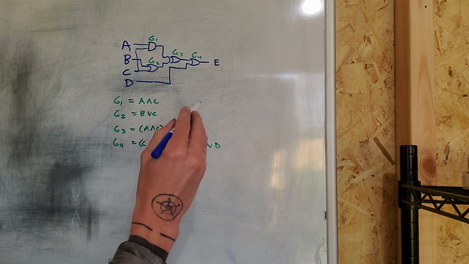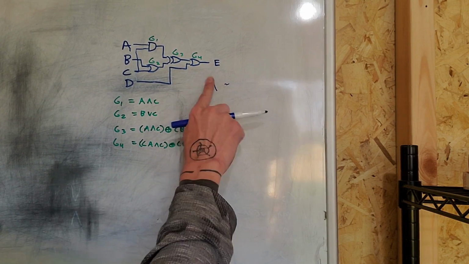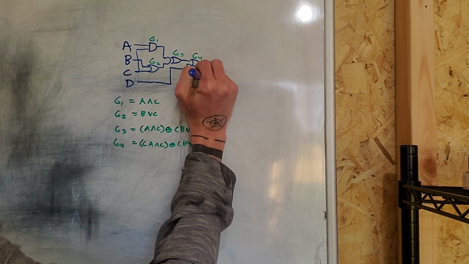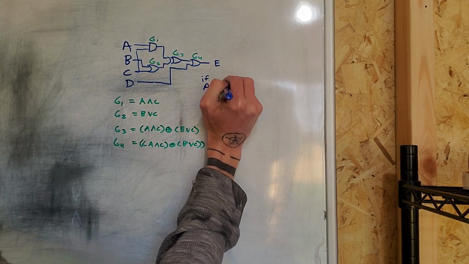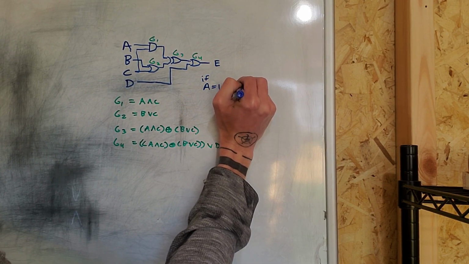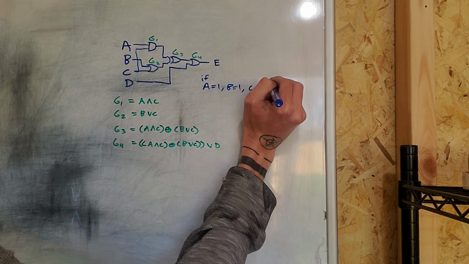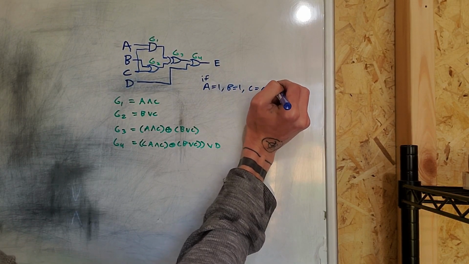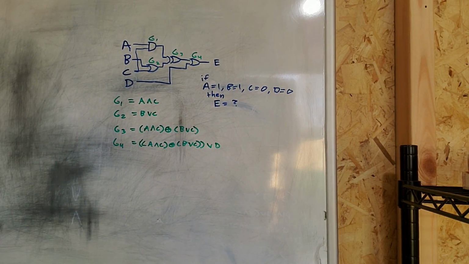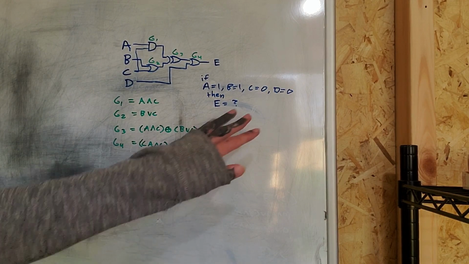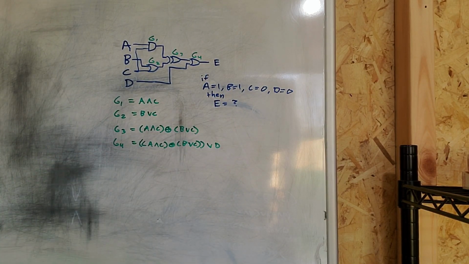So let's just assign some arbitrary values. So let's frame this as a conditional. If A equals 1, B equals 1, C equals 0, D equals 0, then E will equal what we were trying to solve. These are just random values that I chose. They could be whatever you want, as long as they're zeros and ones. So let's break this down, and in doing so, we're going to use the order of operations.